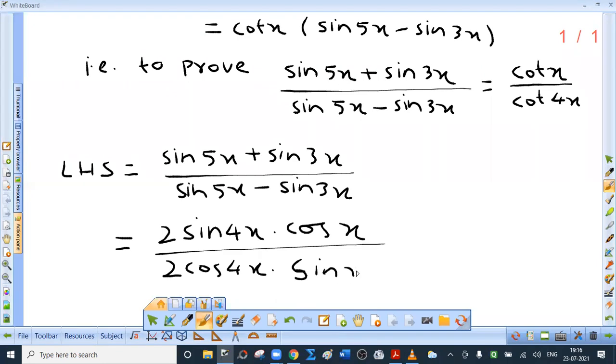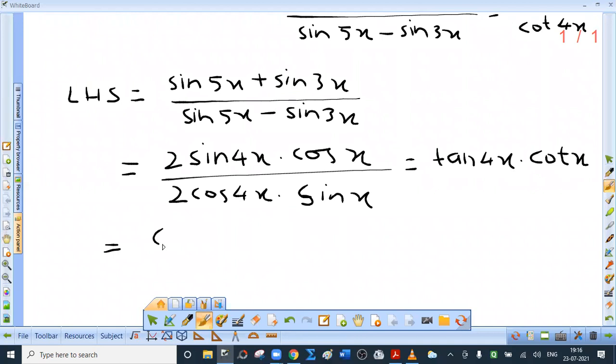Why? Because sin c minus sin d is 2 cos of c plus d upon 2. C plus d upon 2 means first angle plus second angle upon 2. 5x plus 3x, 8x upon 2, 4x, into sine of first angle minus second angle upon 2. So this is nothing but tan 4x, sin 4x upon cos 4x, into cos x upon sin x is what? Cot x.